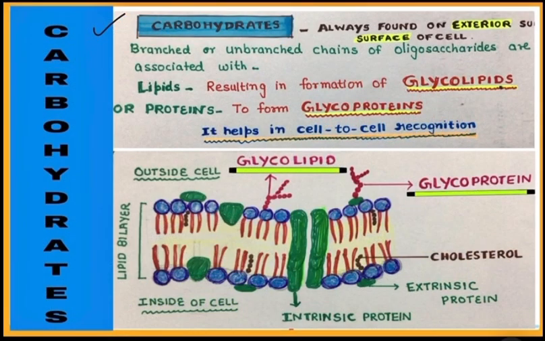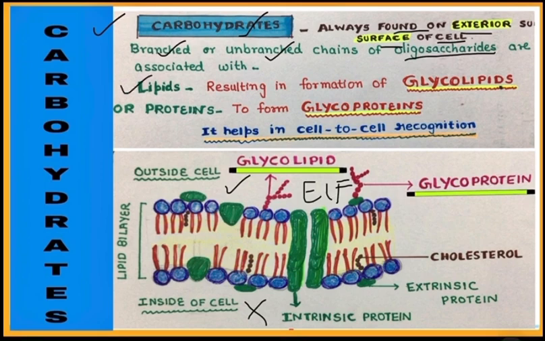Fourth component is carbohydrates, which are always found on the exterior surface of the cell towards the extracellular fluid. They are not present towards the cytoplasm. They may be branched or unbranched chains of oligosaccharides and are associated with lipids. They are called glycolipids. Here you can see in the diagram, this is glycolipid, this is lipid, this is carbohydrate chain. They together form the glycolipid.